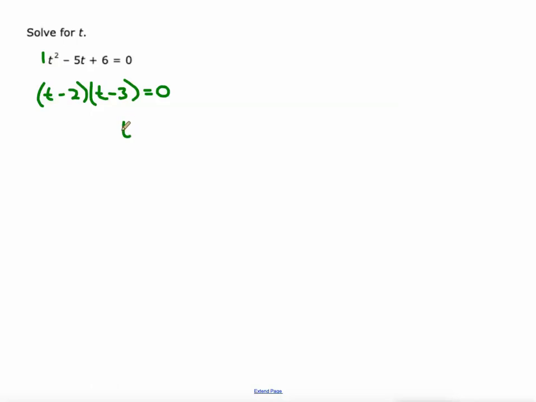So now that we've got it in factored form, we can use the zero product property to say that t is either 2 or 3. If t were 2, 2 minus 2 would be 0, and 0 times this would be 0. If t were 3, 3 minus 3 would be 0, and 0 times this factor would be 0.